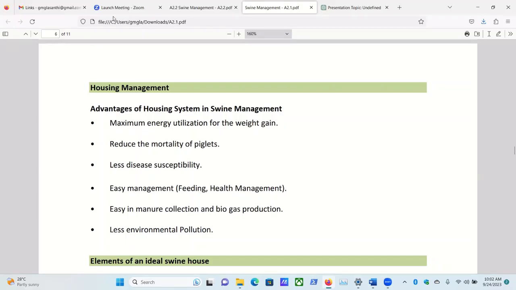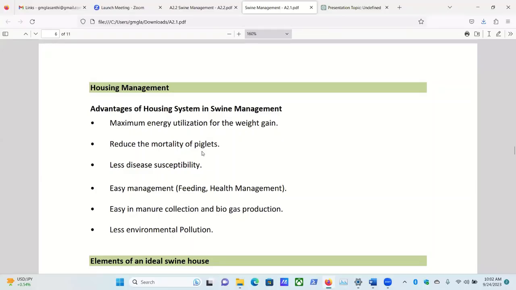So the first one is maximum energy utilization for weight gain. That means if we are going to rear them outside, they waste their energy to overcome environmental stresses. So their weight gain will be drastically reduced. If we provide a housing system for them, that energy can be saved and converted to enhance the body weight.